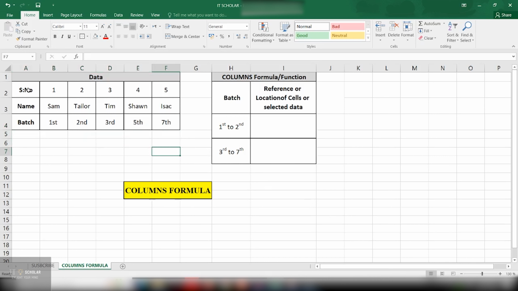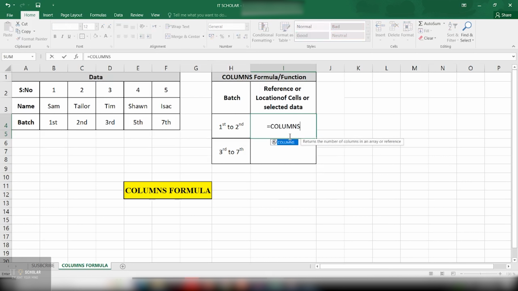We are using the same data from our previous video to make things easy to understand. Let's find the number of columns used in these batches over here. Type equal sign, COLUMNS, bracket open, B4, semicolon, C4, bracket close, enter. And we get the answer 2, which means 2 columns are occupied within this data.